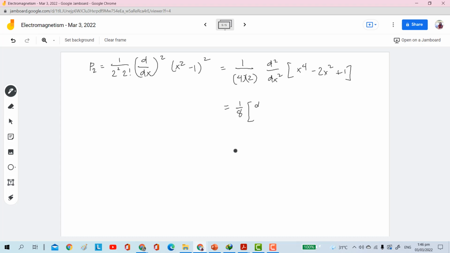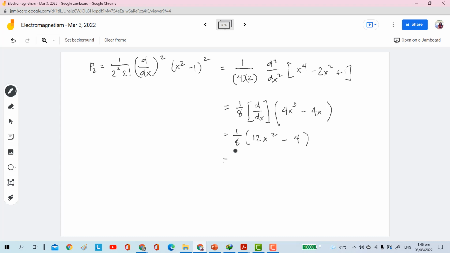And then we get the first derivative, so you have 4x cubed minus 4x. And then we derive again, since it's the second derivative. Okay, so for this, you have 12x squared minus 4.